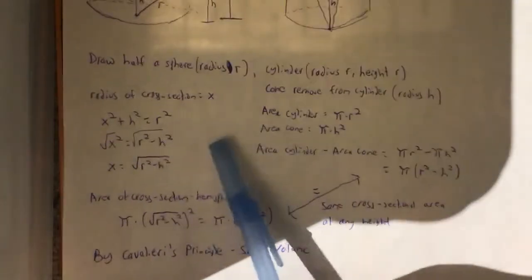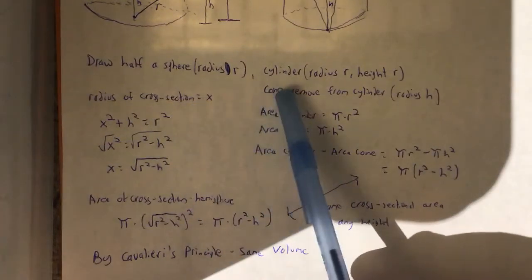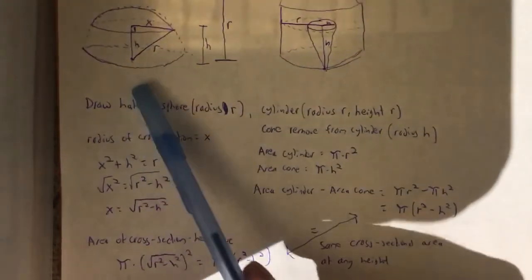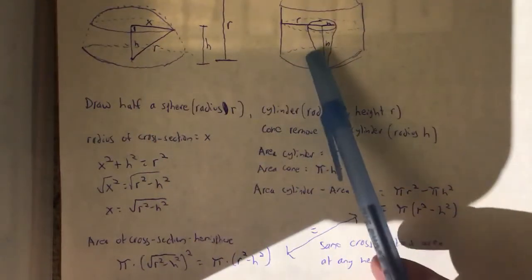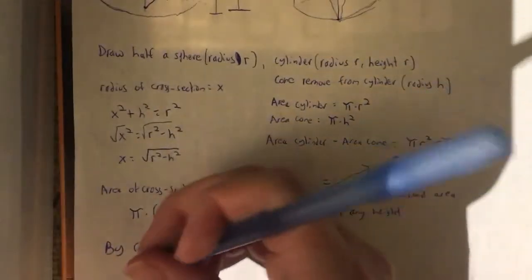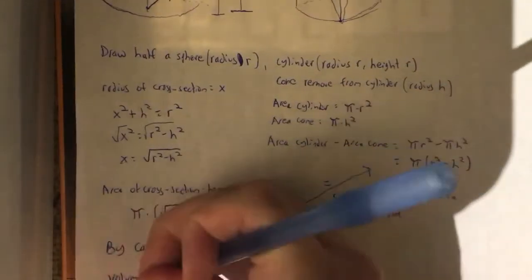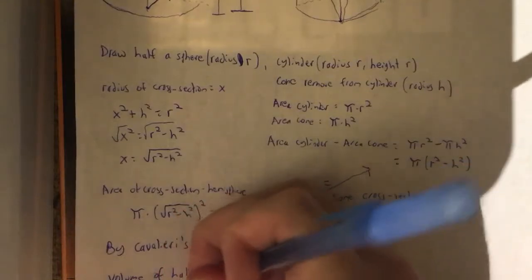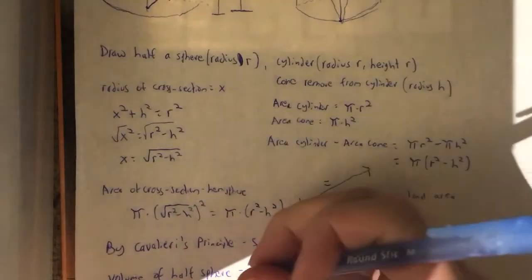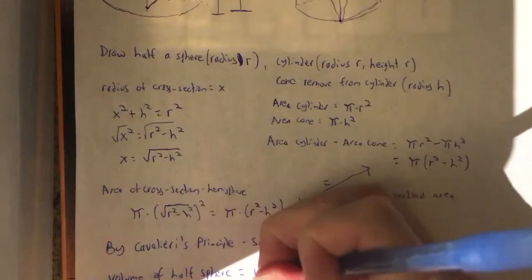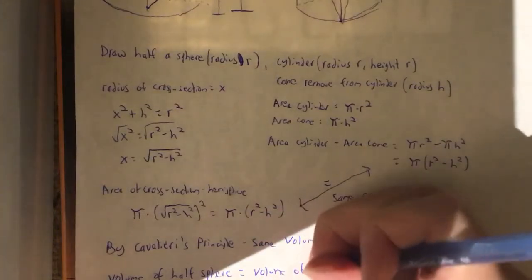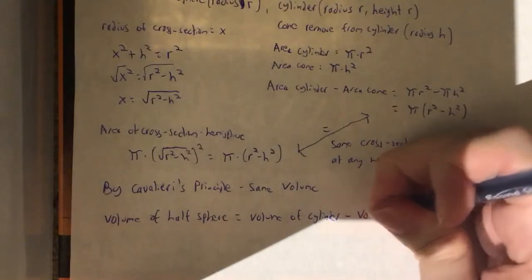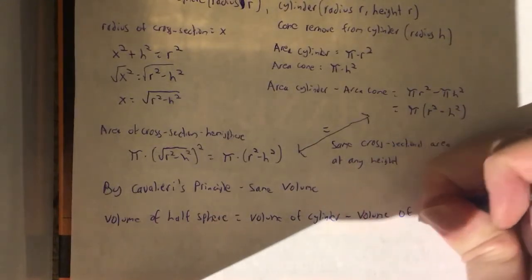So in other words, the volume of the half sphere equals the volume of the cylinder minus the volume of the cone. So this is the same as the cylinder minus the cone. So the volume of the half sphere equals the volume of the cylinder minus the volume of the cone.